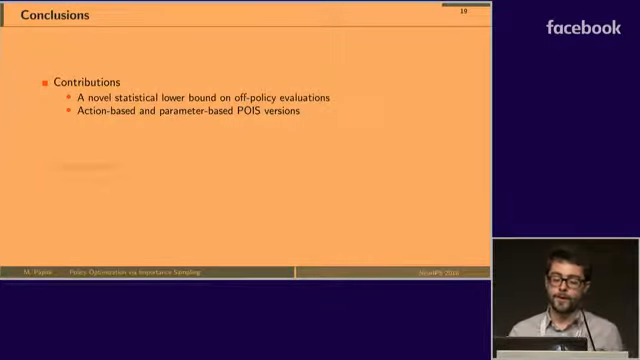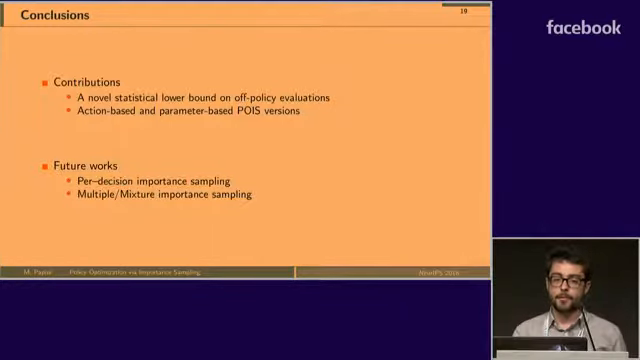To conclude, we have provided a novel statistical lower bound for off-policy evaluation. We have applied it to both the action-based policy search paradigm and the parameter-based paradigm. I think the main take-home message here is that with a principled approach to off-policy learning, you can do much more than just using your trajectories to compute a gradient and then throw them away. In the future, we would like to solve this problem of valuing good actions within bad trajectories by using per-decision importance sampling. And we would like also to reuse past data by using multiple importance sampling.